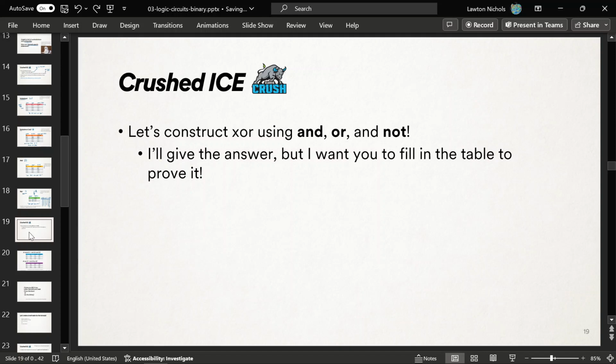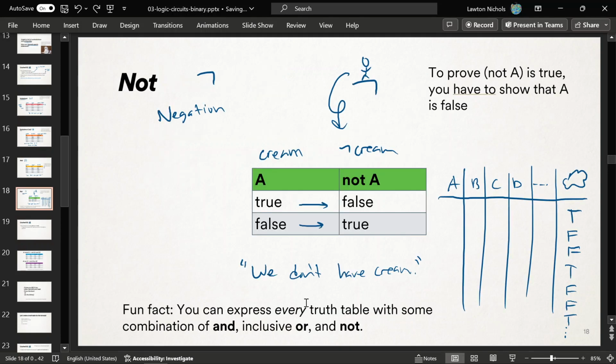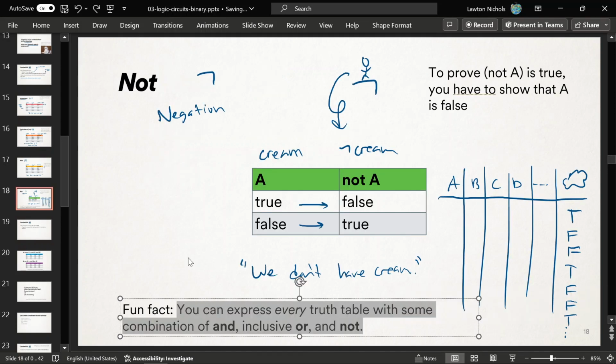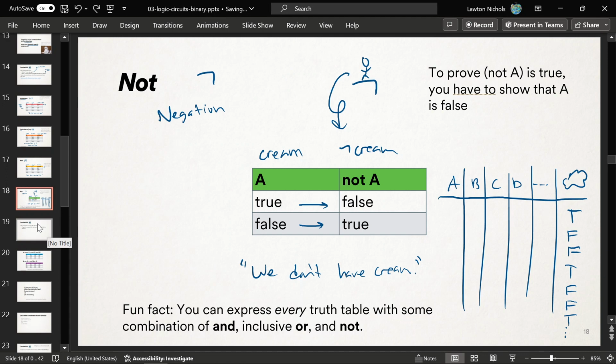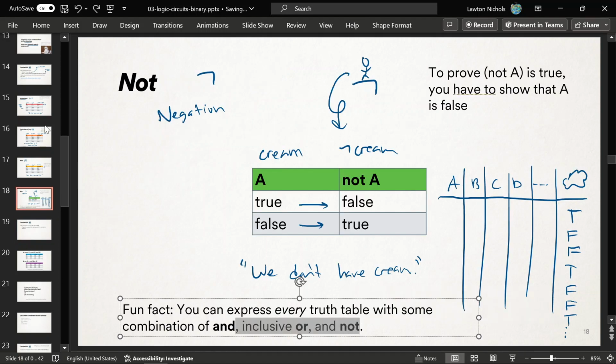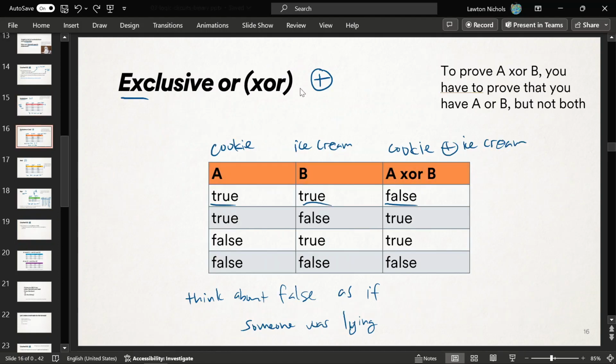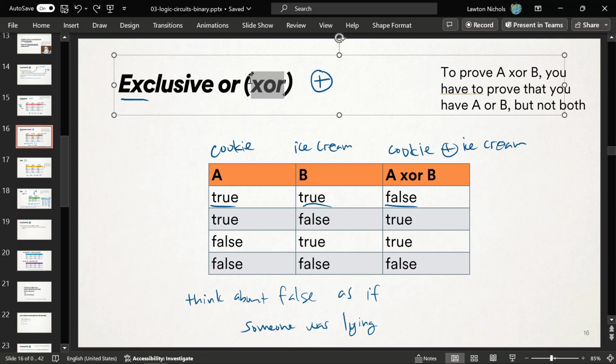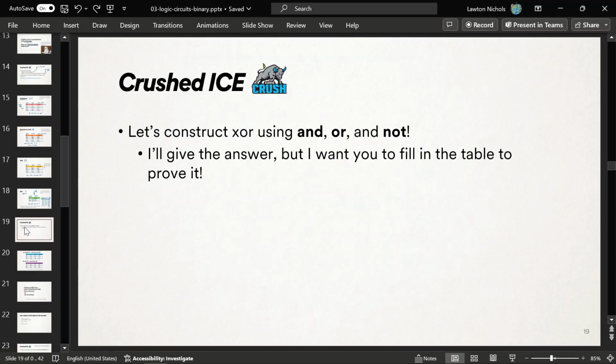So here is, well, if this fact is true and I'm not lying to you, then that means exclusive or, which is like another thing, right? I said you can make anything with and, inclusive or, and not. Exclusive or is none of that. So that means you must be able to represent exclusive or of A and B just using some combination of and, or, and not, the inclusive version. So you try, all right?